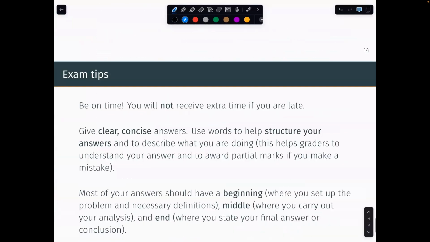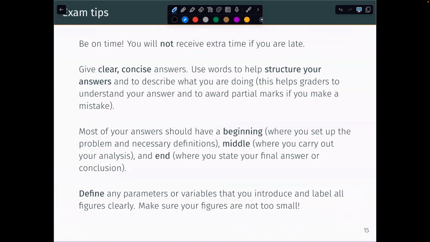Okay, conscious that this did take longer than I thought it would. Just a few tips for the exam. Please be on time. It's a 90-minute exam, but so that we don't end up with people coming and going all the time, it will start at 10:30 and finish at 12. Okay, so be on time. If you arrive late, it will still finish at 12. Okay.